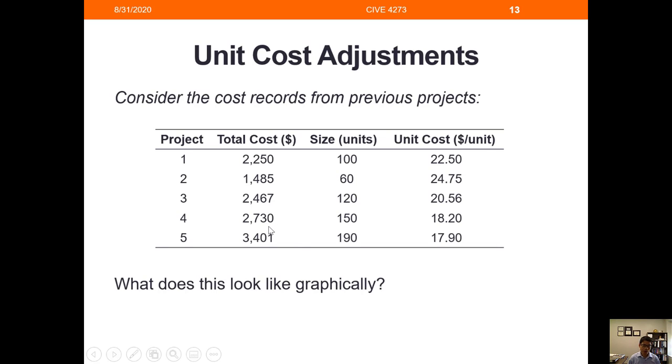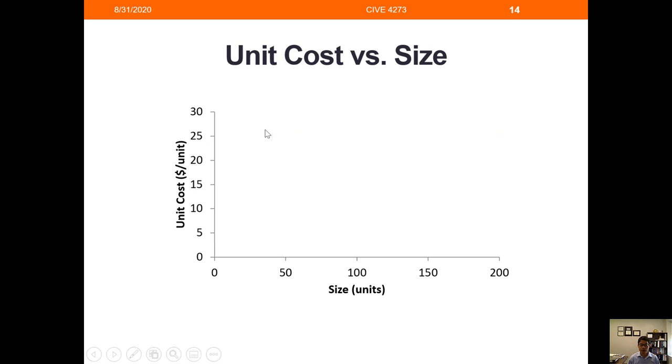So how does this look graphically? We try to plot the size of the previous projects and the unit cost for each of those projects in an XY coordinate system. So this is the coordinate system. We're going to plot those unit costs. I'm not going to plot it manually for the sake of time. You guys can plot those different dots in this coordinate system.